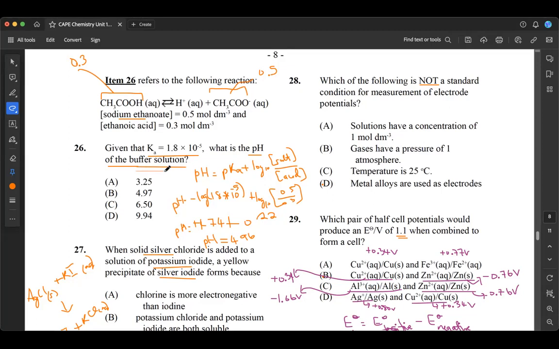Buffer solution. Whenever we're trying to find the pH of a buffer solution, guys, just remember we're always going to use the Henderson-Hasselbalch equation. That's the easiest thing to use.